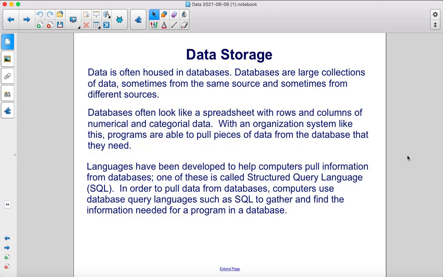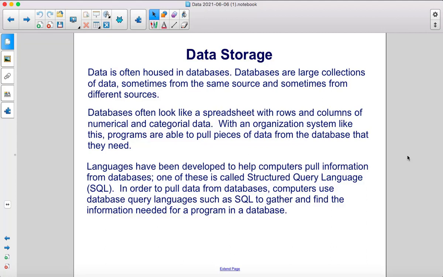Data is often housed in databases. Databases are large collections of data, sometimes from the same source and sometimes from different sources. Databases often look like a spreadsheet with rows and columns of numerical and categorical data. With an organization system like this, programs are able to pull pieces of data from the database that they need.